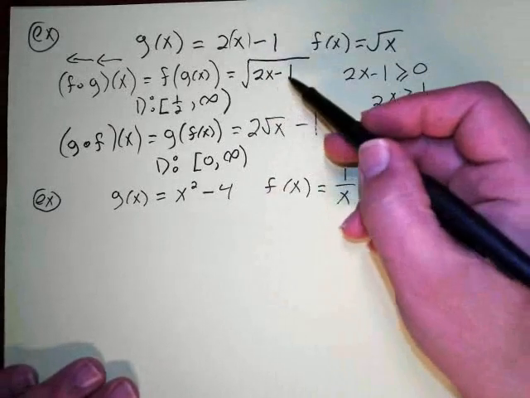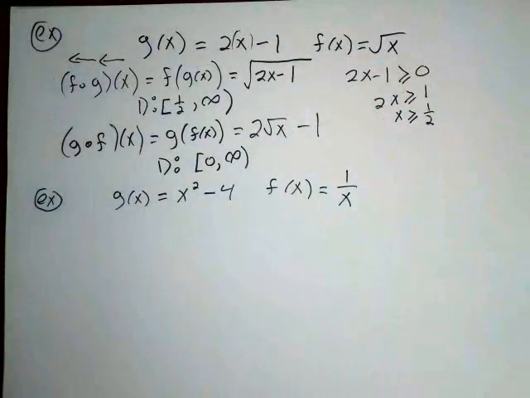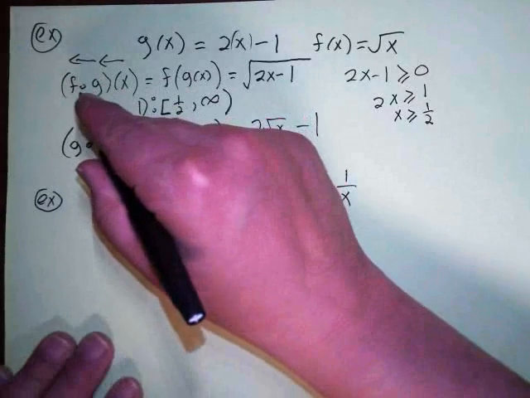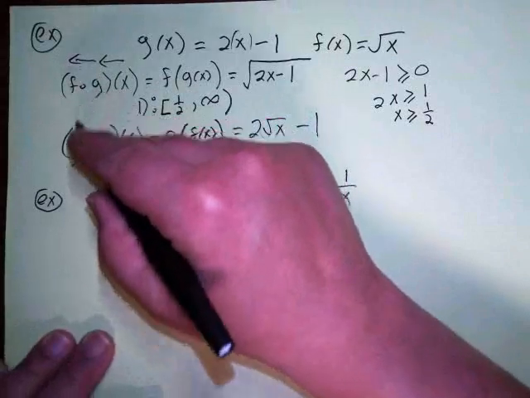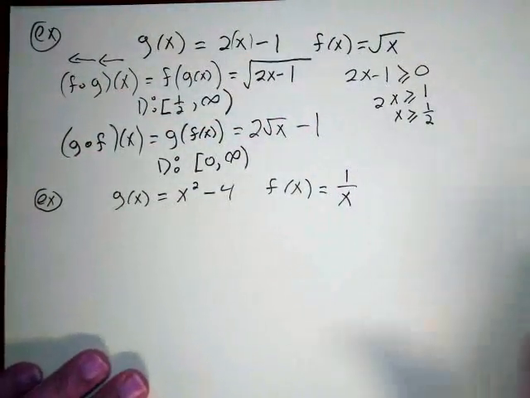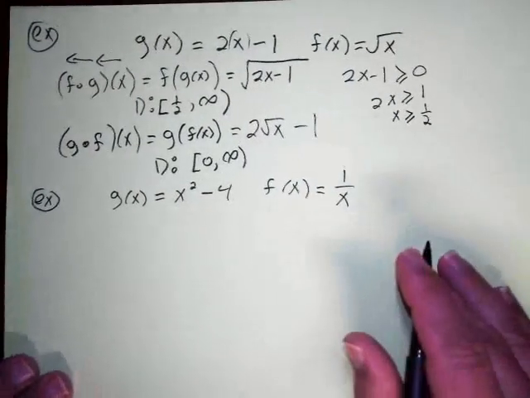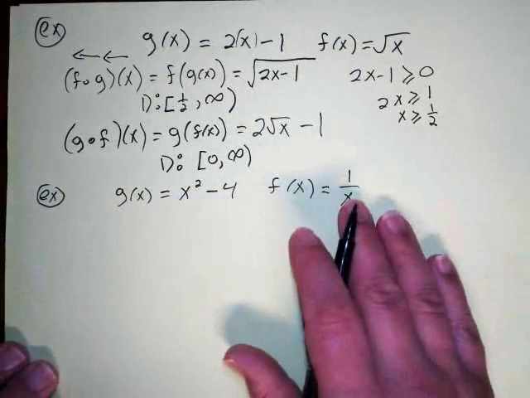Okay, and notice that you do not get the same thing. So the composition of functions is not normally equal to the same thing. So its composition is not commutative. F compose G is not the same as G compose F. Okay, there's a couple functions where it is, but not normally. So let's check out this example.